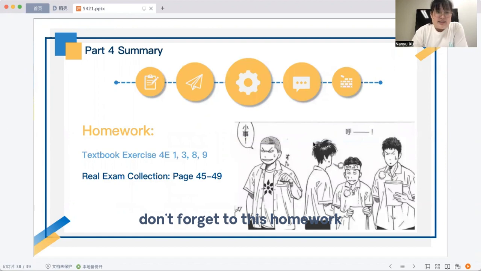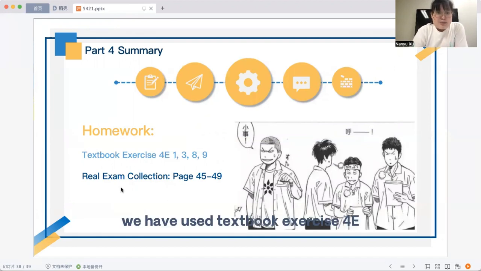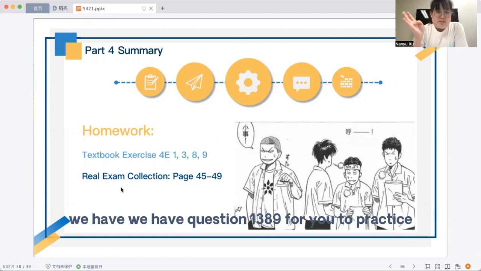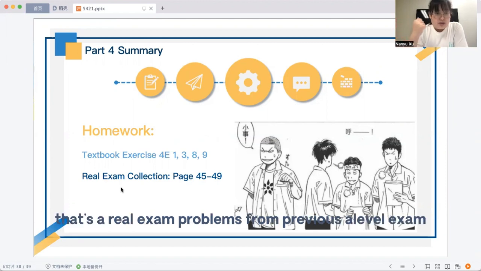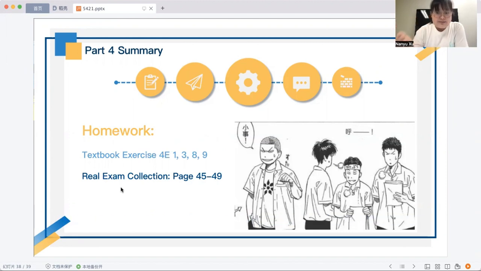Okay, don't forget today's homework. We have textbook exercise 4E. Since it's section 4.5, we have questions 1, 3, 8, 9 for you to practice. Also, in our real exam collection, you have to do pages 45 to 49. Those are real exam problems from previous A-level exams.